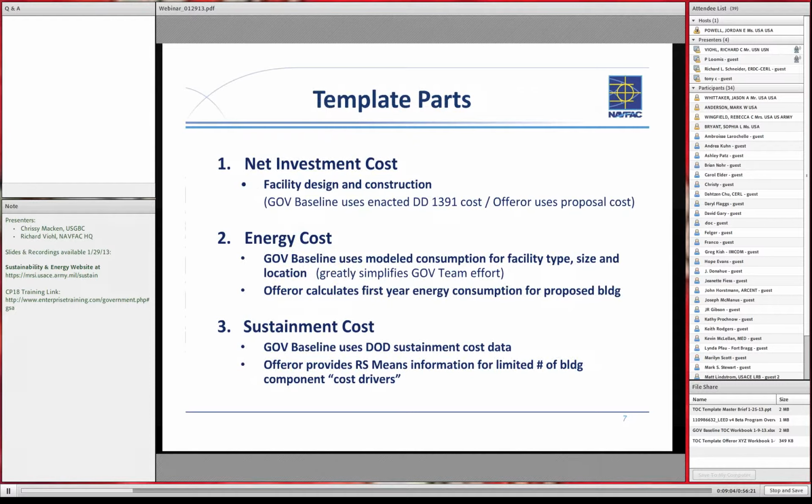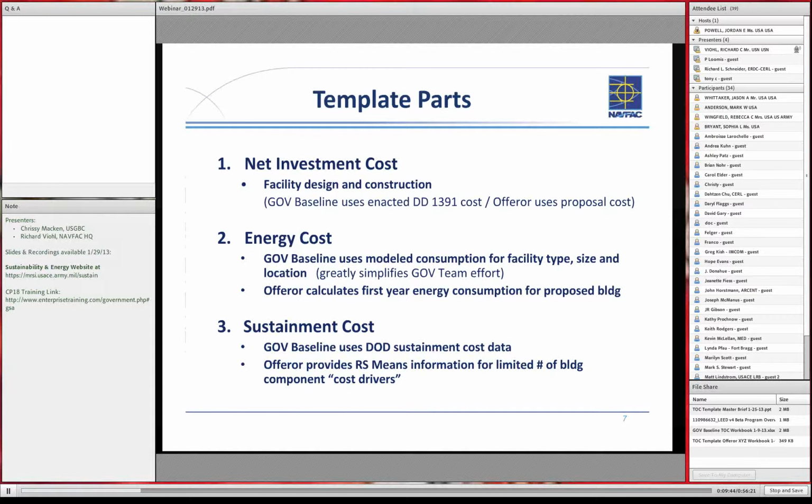We're looking at basically three major pieces of the total ownership cost: the net investment, which is your facility design and construction cost, which on the government baseline side is your DD 1391 cost, and on the proposal side is the offeror's proposal cost. On energy, we're looking at the model baseline energy like I just indicated, and on the offeror side for energy, they would be using any of the whole building energy simulation software products that are out there to do the energy modeling on their proposal based on their concept design.